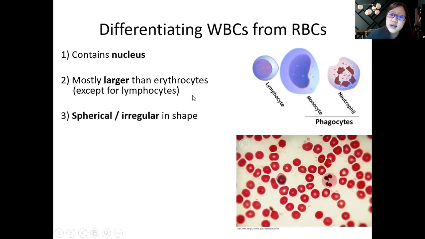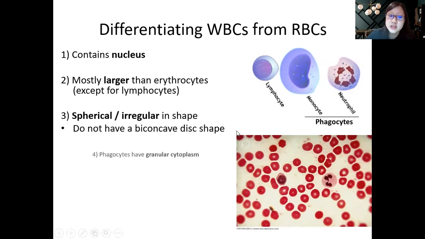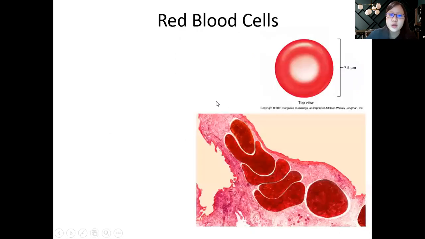Number three, they are spherical or irregular in shape, not biconcave. Number four, phagocytes in particular have granular cytoplasm. Lymphocytes don't, but phagocytes do have this granular cytoplasm, which red blood cells do not have. Which brings us to our next major type of blood cells we're talking about today. We are done with white blood cells. Let's talk about red blood cells.